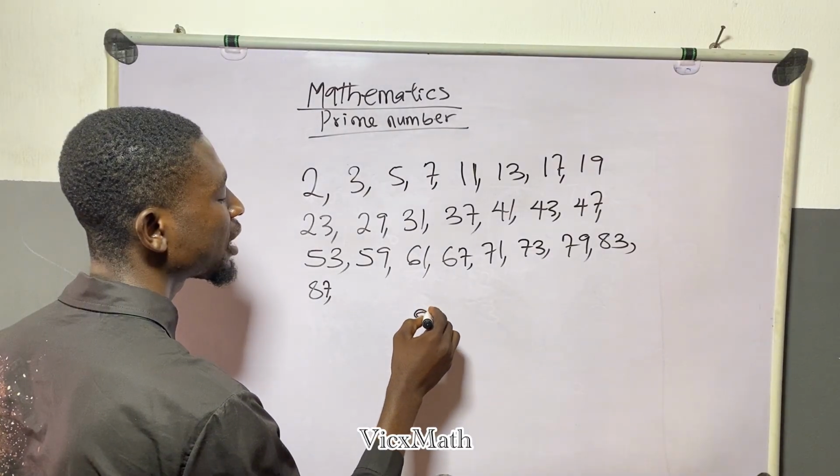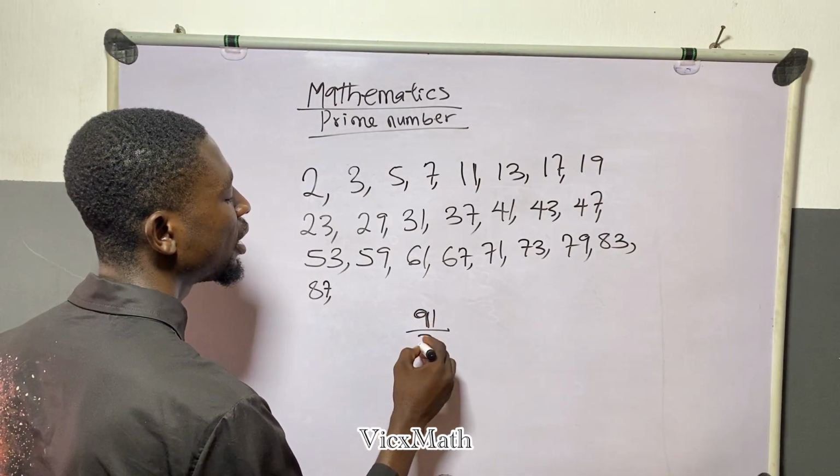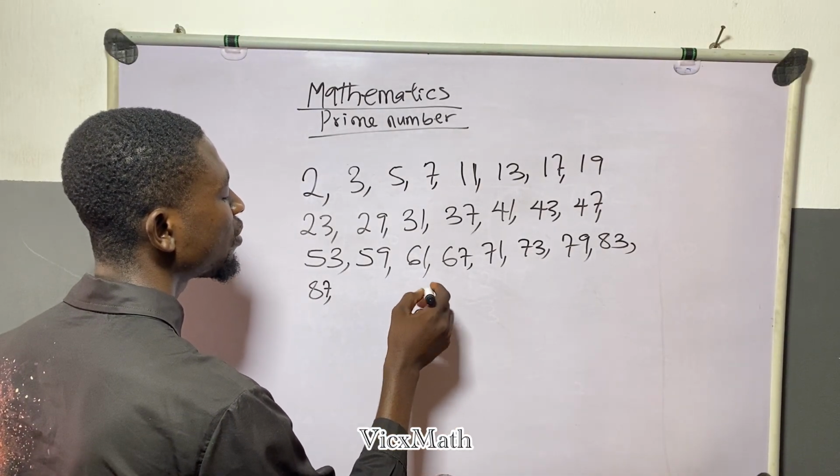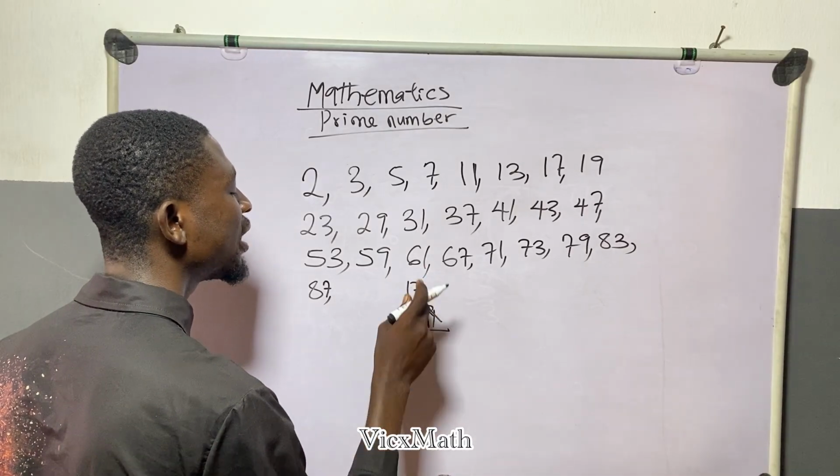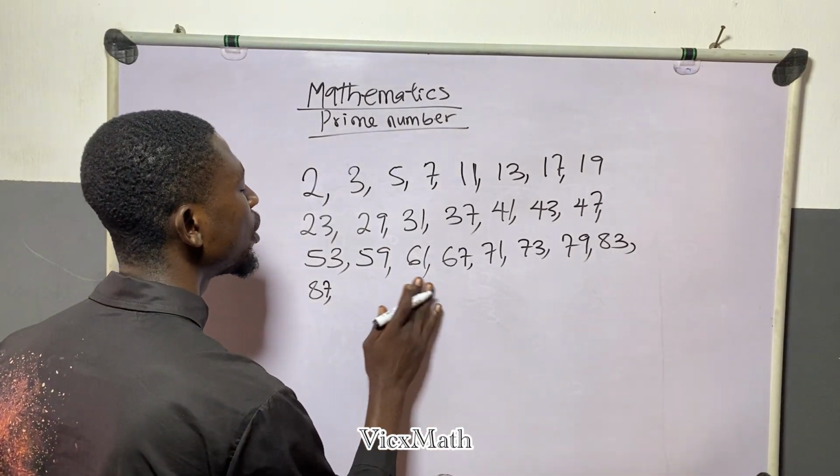Some people make this mistake. 91 cannot be there. 7 can divide 91. 7 here will give us what? 7 here will give us 1 remainder 2. 7 here will give us 3. 7 can divide it and 13 can divide it. So 91 cannot be there.